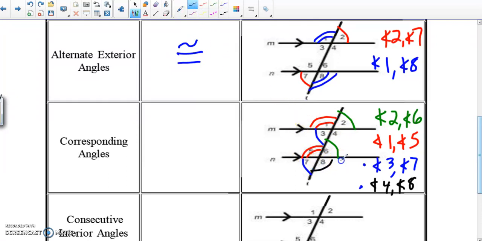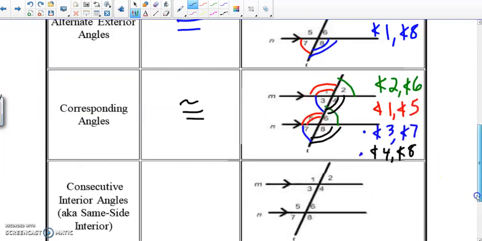There are only 2 different angle measures here. Angles 1, 5, 4, and 8 are all the same. And then 2, 3, 6, and 7 are all the same. So corresponding angles are also congruent.